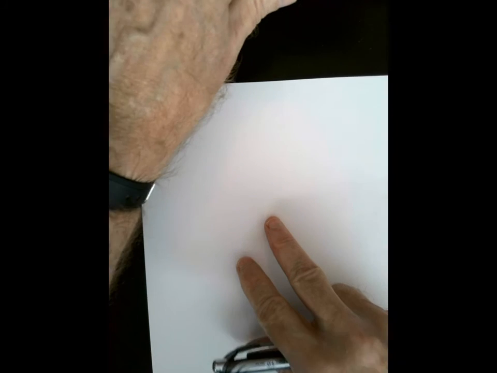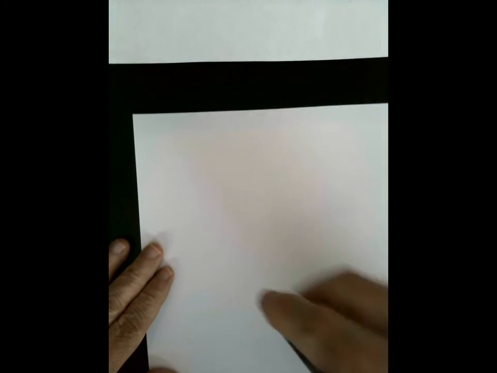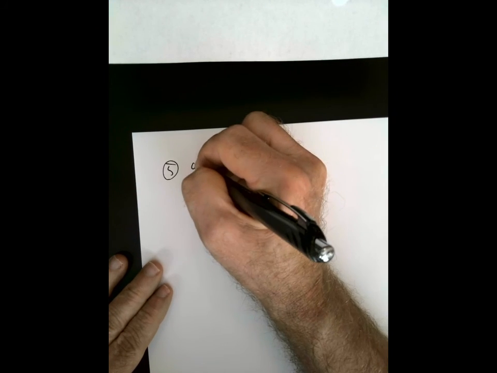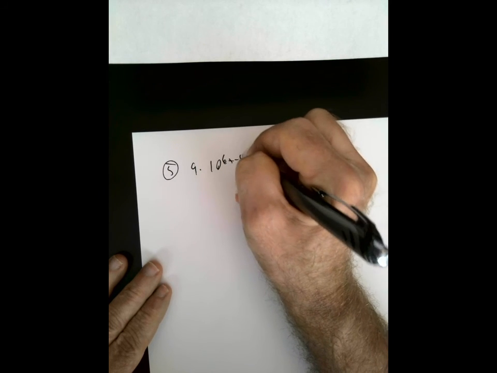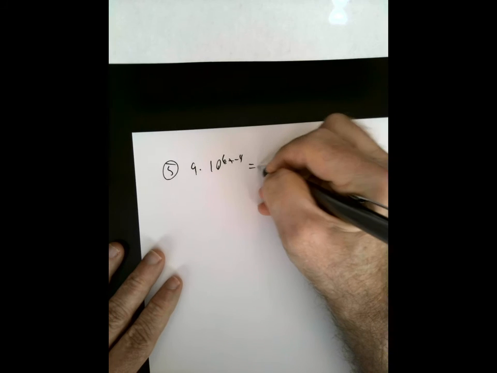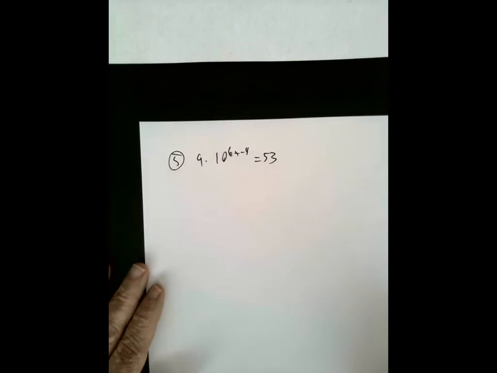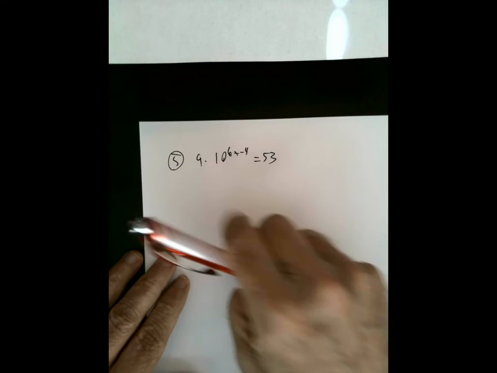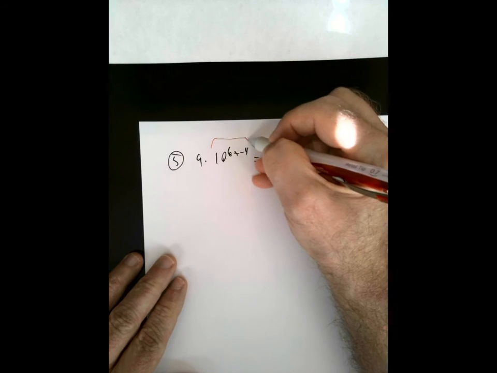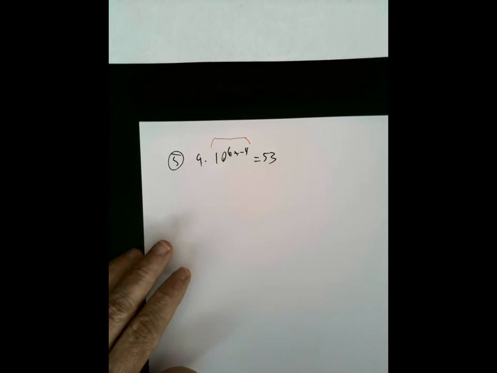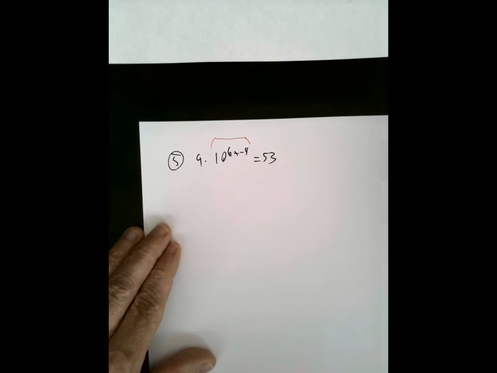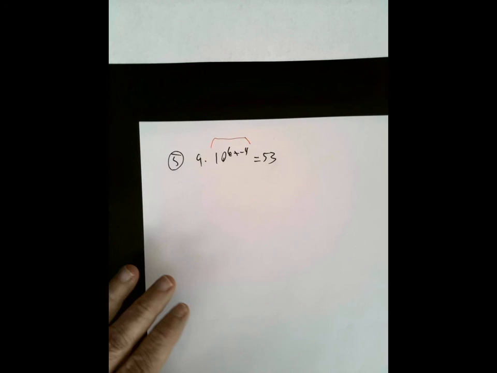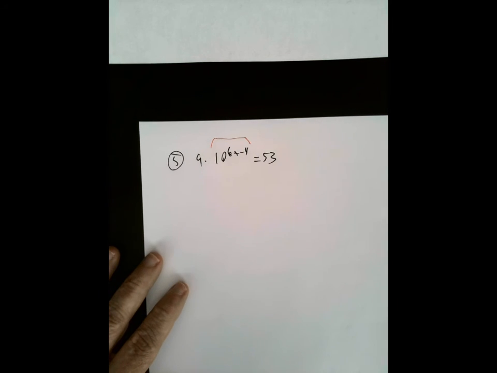Let me put this over here. Okay, so number 5 looked like this. 9 times 10 to the 6x minus 4, right, was equal to 53. That was the original problem. Now, remember, we've got a coefficient in front, and we've got to isolate the exponent part first. We just can't log both sides. It makes it more complicated that way.